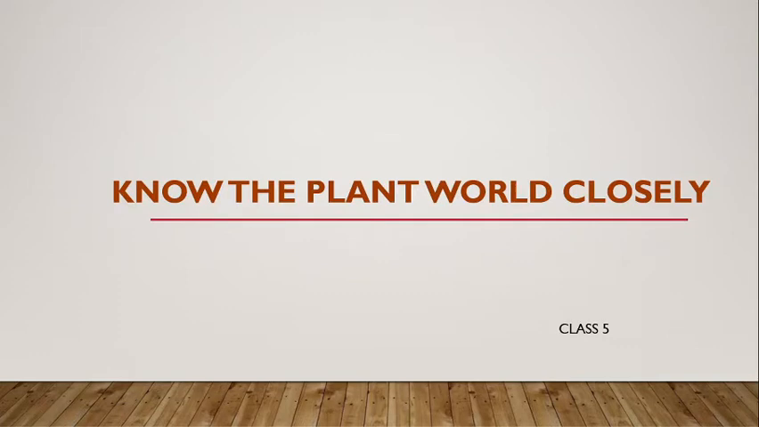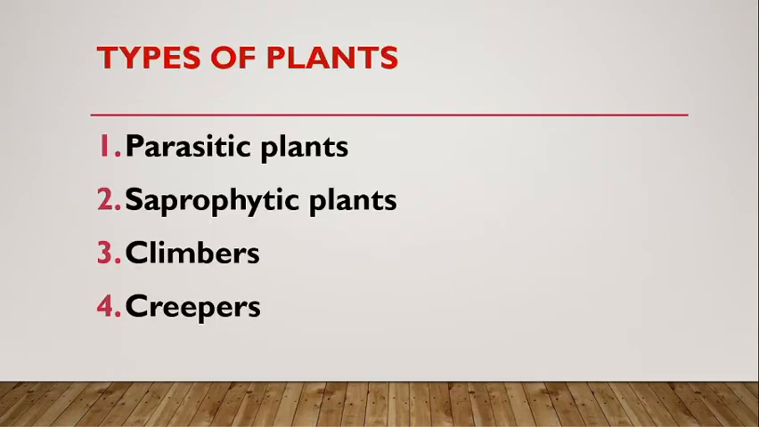So, in previous class, we were discussing about types of plants. Among that, we have covered epiphytes. Today, we are going to continue types of plants. So, by keeping epiphytes aside, there are mainly 4 types of plants. They are parasitic plants, saprophytic plants, climbers, and creepers. Let me repeat it. 4 types of plants are parasitic plants, saprophytic plants, climbers, and creepers.